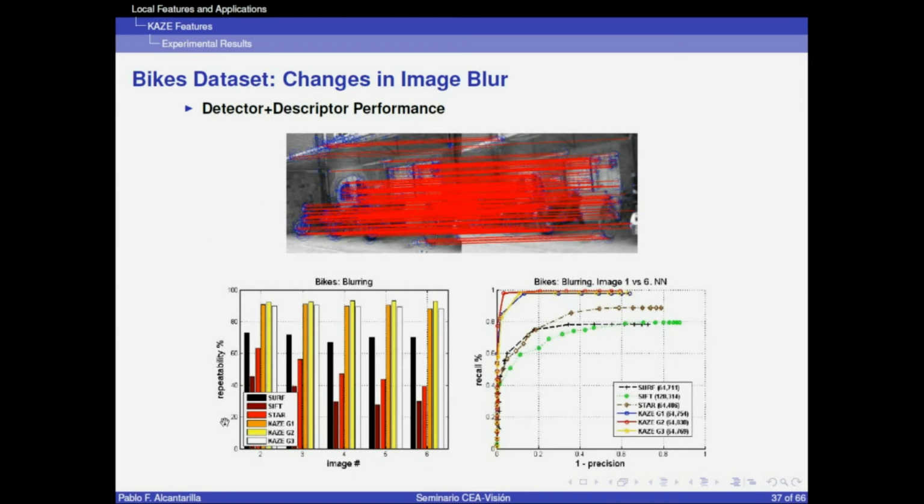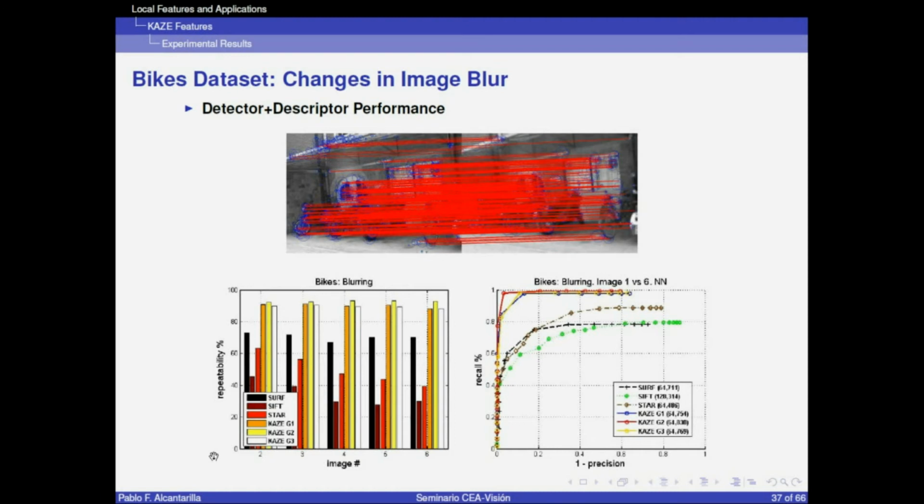The first figure at the left shows the repeatability score of the detector for all the images in the bikes dataset, and we compare the repeatability score of KAZE against SURF, SIFT, and STAR. STAR is a method in OpenCV which basically performs the same as the centre surround extrema features proposed by Konolige and Agrawal some years ago. It's very similar to SURF, but they use a different set of box filters to compute the detector responses.